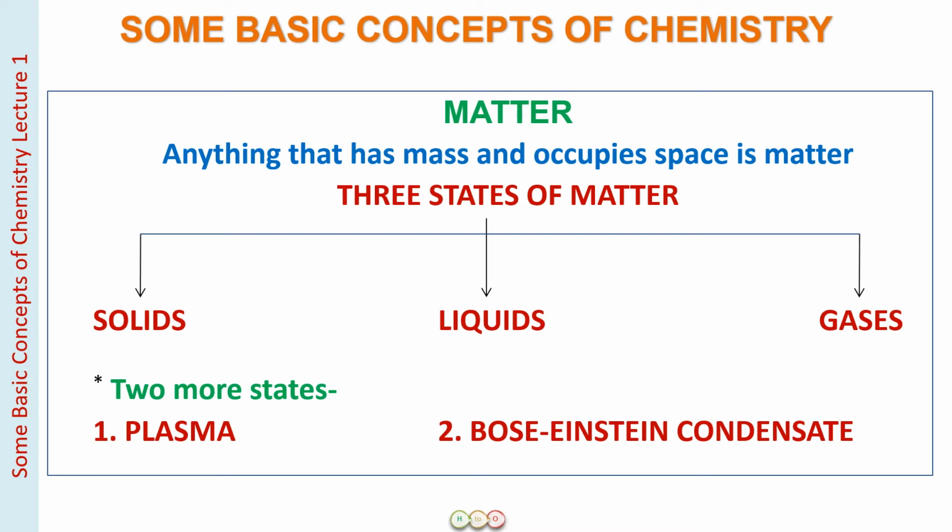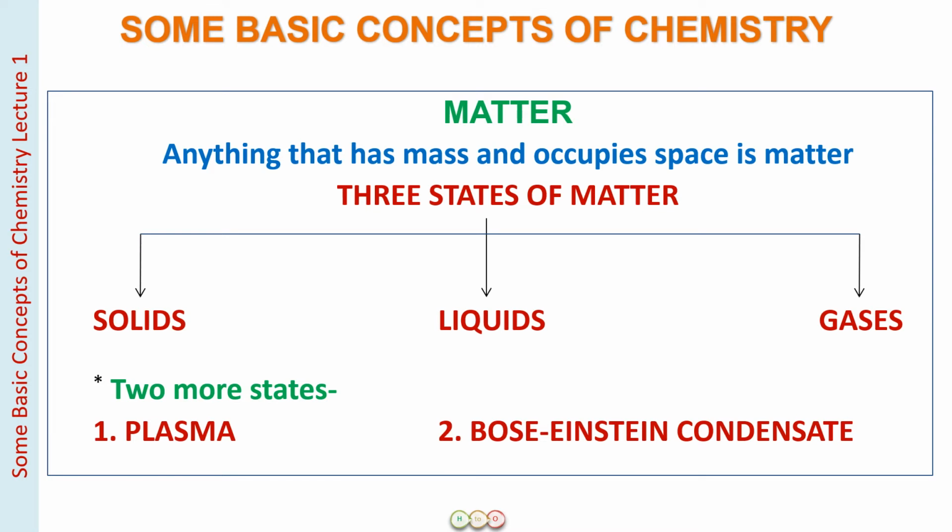Whereas in liquids, the forces of attraction are not that strong. The particles are close to one another, but still they are free to move. Therefore, they have a definite volume, but not a definite shape. Whereas in gases, the forces of attraction are very weak. The particles are far apart from each other. They can move very fast and very easily, and hence they neither have a definite shape nor a definite volume.